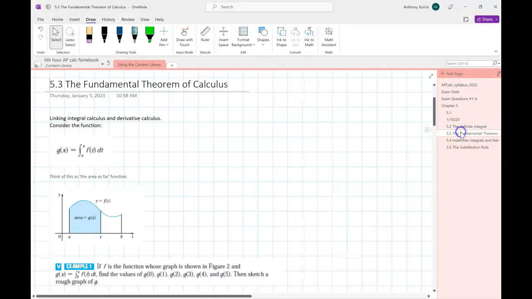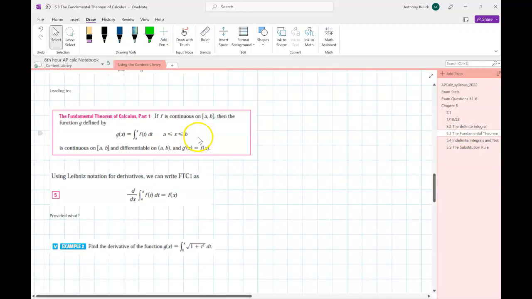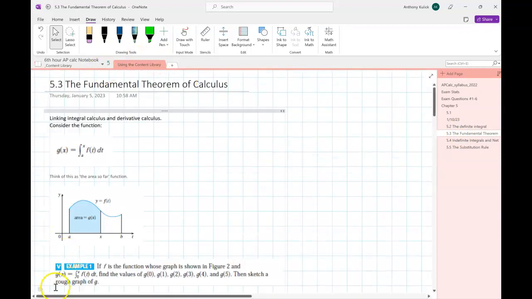Just a little preview for 5.3. The fundamental theorem of calculus. We're going to connect this definite integral to the antiderivatives that we did at the end of last chapter.